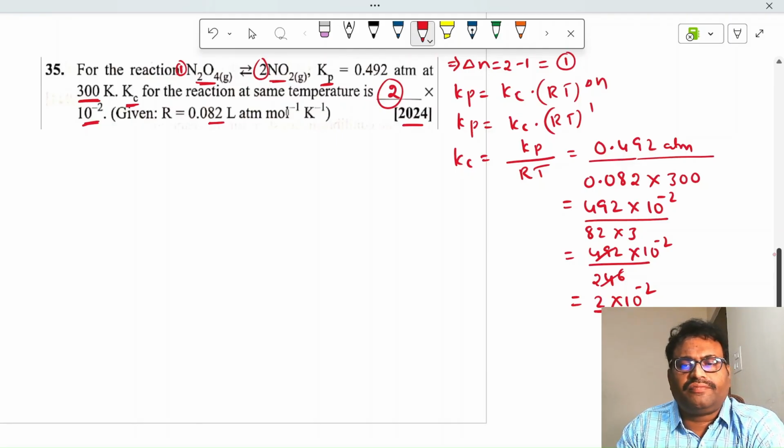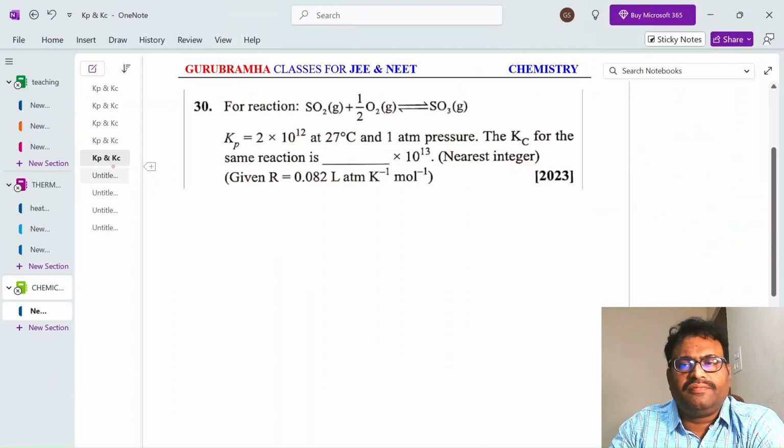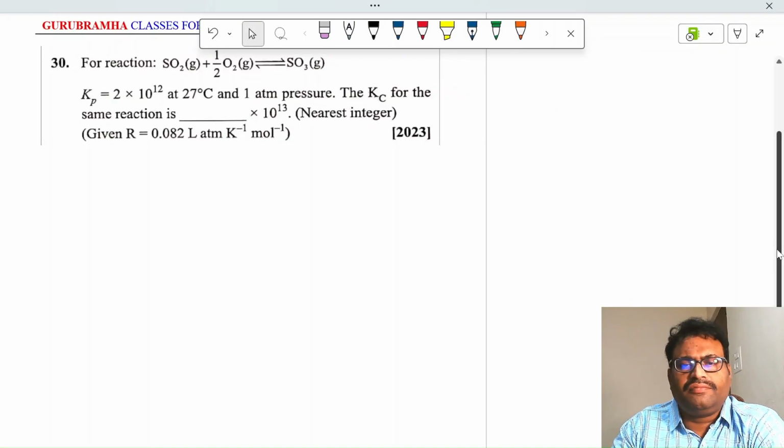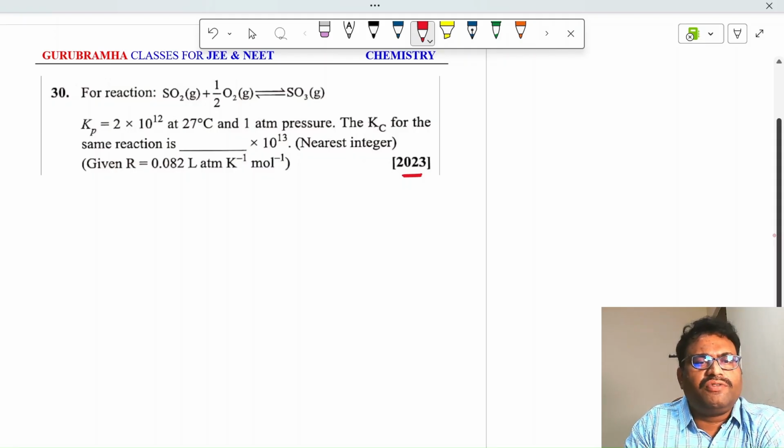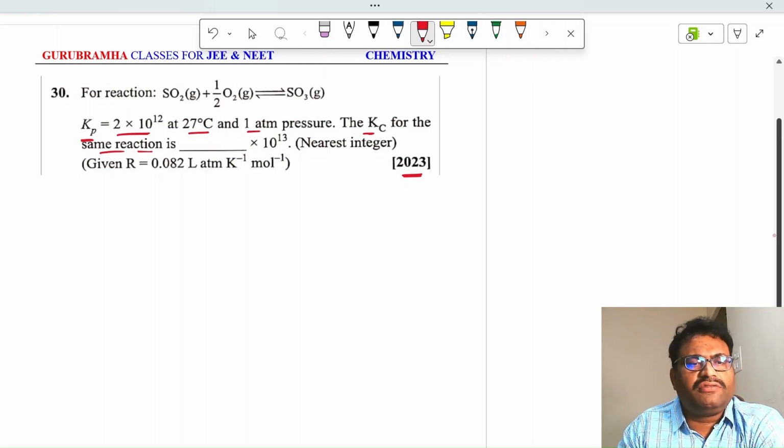Okay. Next question, asked in 2023. What is the question? For the reaction SO2 plus half O2 gives rise to SO3, Kp is 2 into 10 power minus 12 at 27 degrees centigrade and 1 atmospheric pressure. The Kc for the same reaction is asked. A similar type of question. In this session, we are solving questions on the relation between Kp and Kc, exclusively asked.